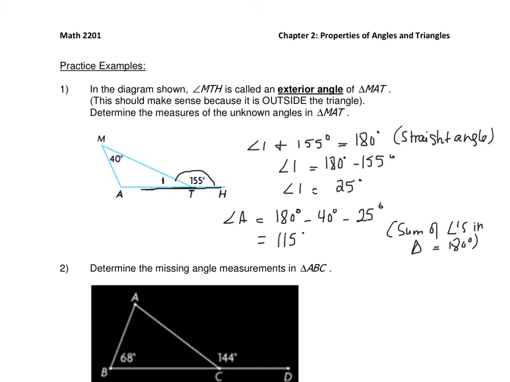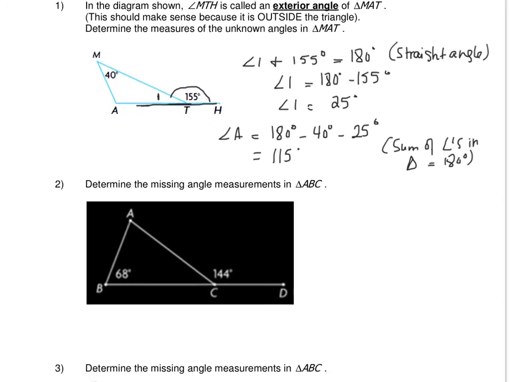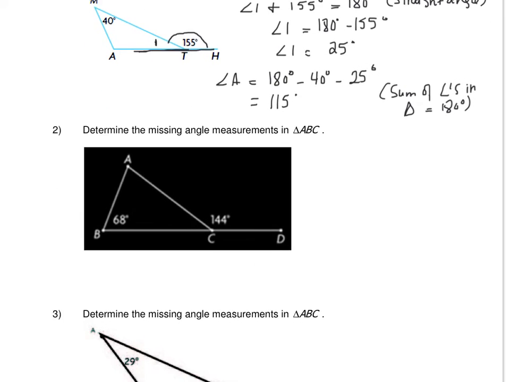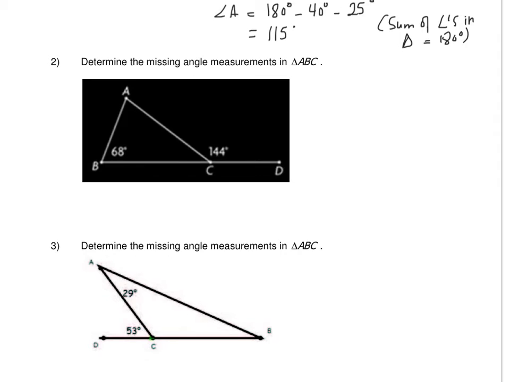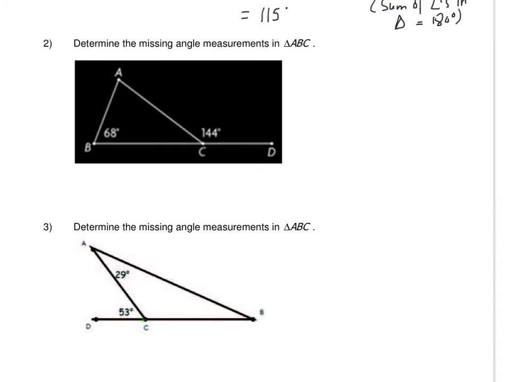Okay, the next example. The diagram goes black like that, I don't know why, but you can still see it. It kind of reverses what it's supposed to be. Okay, so I'm just going to have to use a different color here.